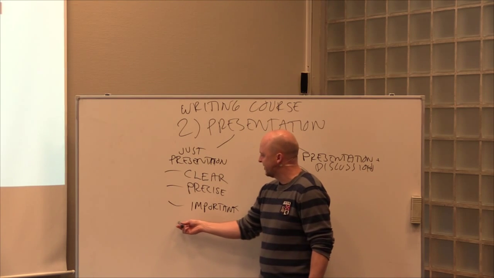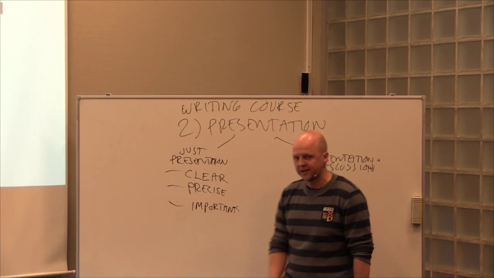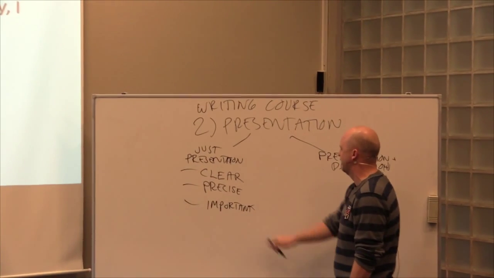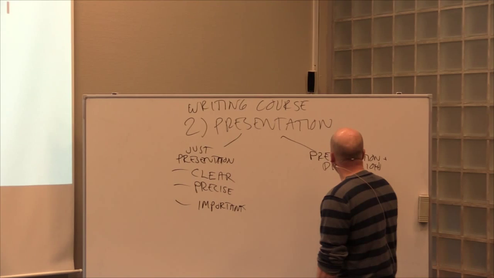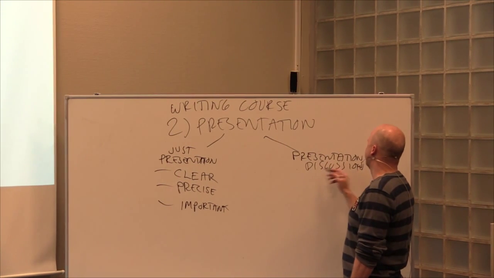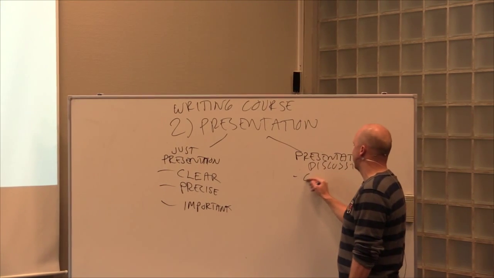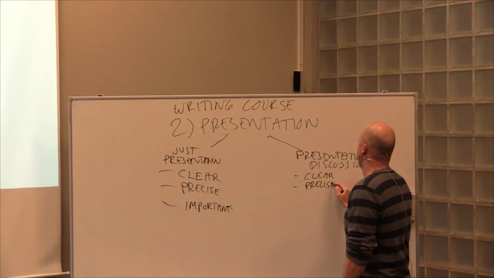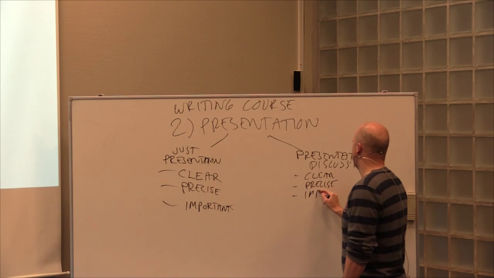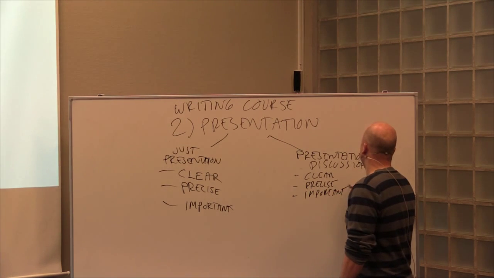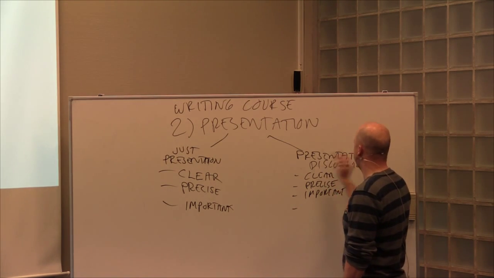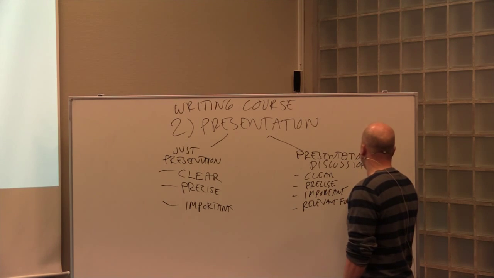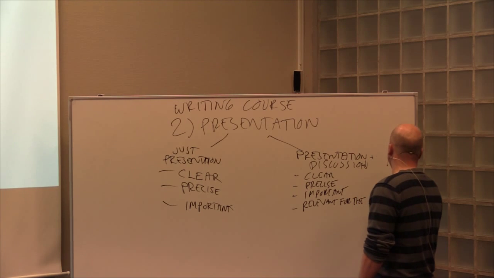So when it comes to references and sources, etc., I'm going to talk about that in another lecture. So I leave that out here. But is it clear, precise, and have you been able to select the important parts? If you're writing a presentation and then a discussion, then again, of course, it's important to be clear, precise, and to select the important parts. But in addition then, the presentation should be relevant for the discussion.